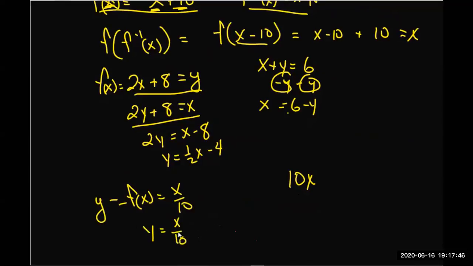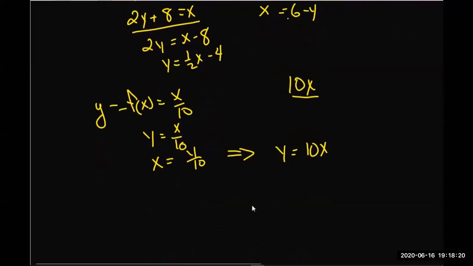And the trick was to switch x and y. So if you switch x and y, what do you get? You get x equals y over 10. Now solve for y, and you get what? y equals 10x. So that's what we thought. If we start out with x over 10, the inverse was 10x. And that's what we found here. So that's just a little trick to find inverses. You switch x and y and then solve for y.